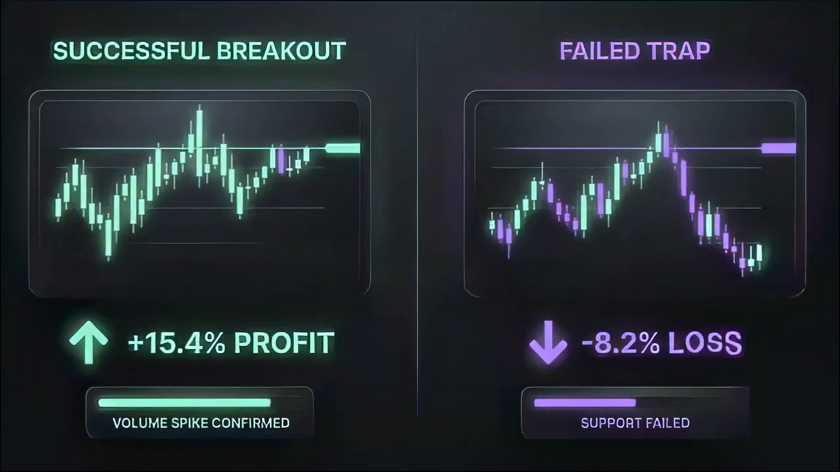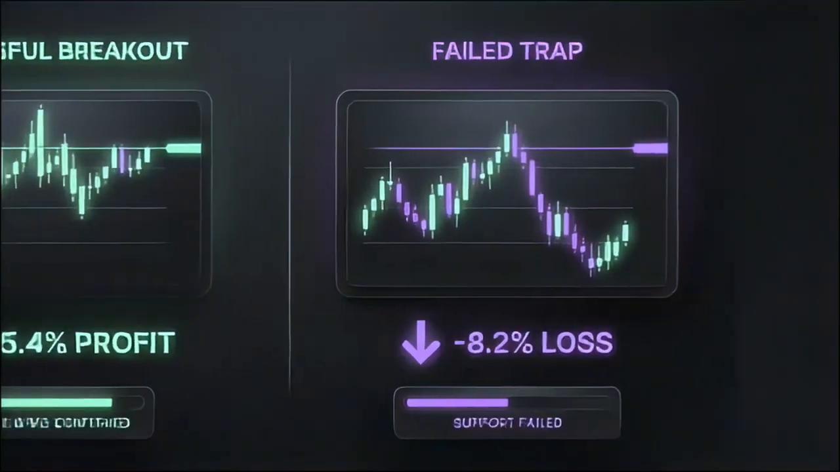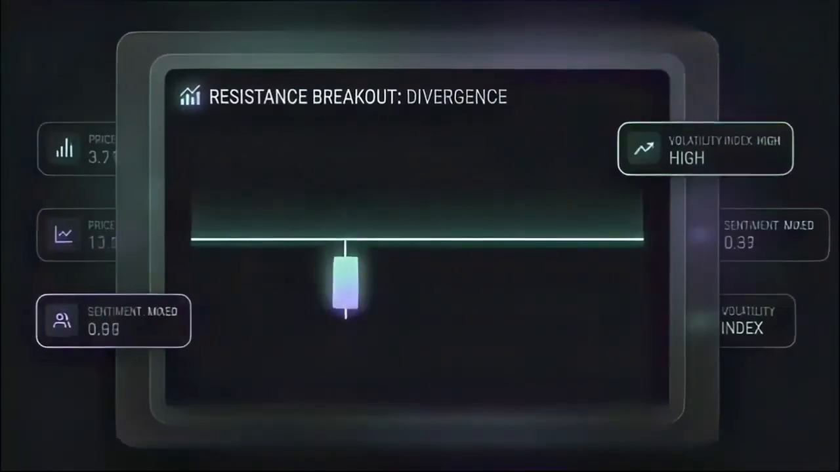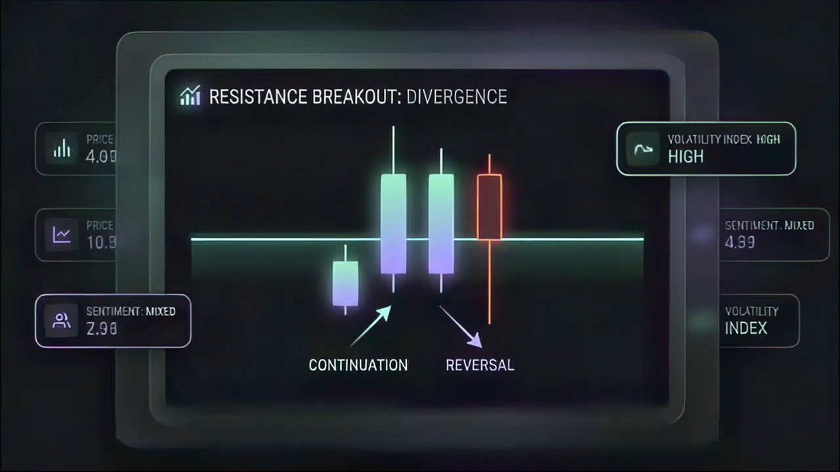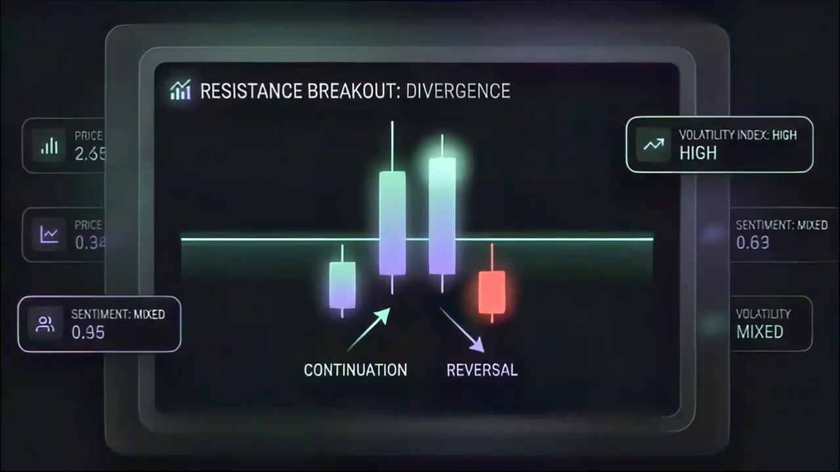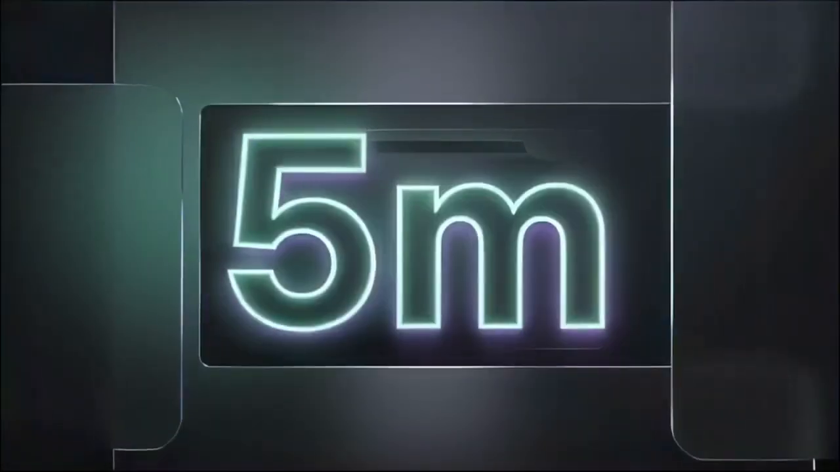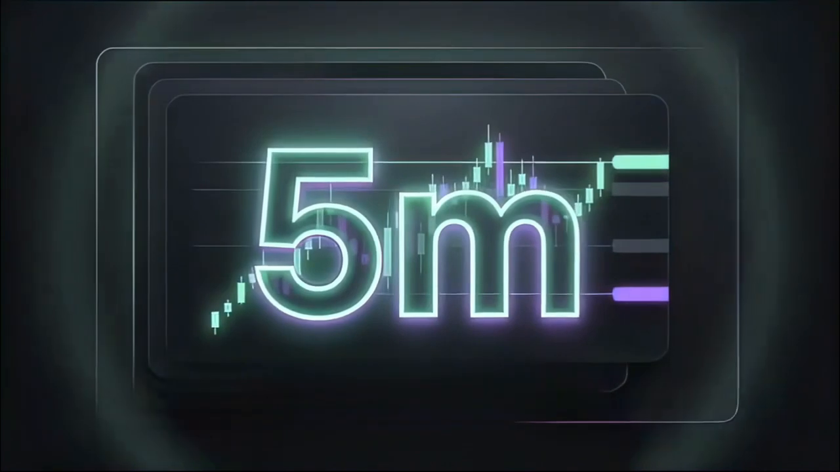By the end of this video, you will know how to tell a real breakout from a trap on 2 charts with exact settings and exact entries, because the breakout that fails and the breakout that runs look exactly the same for the first few seconds, and there is one thing that separates them. Start with the 5-minute chart.